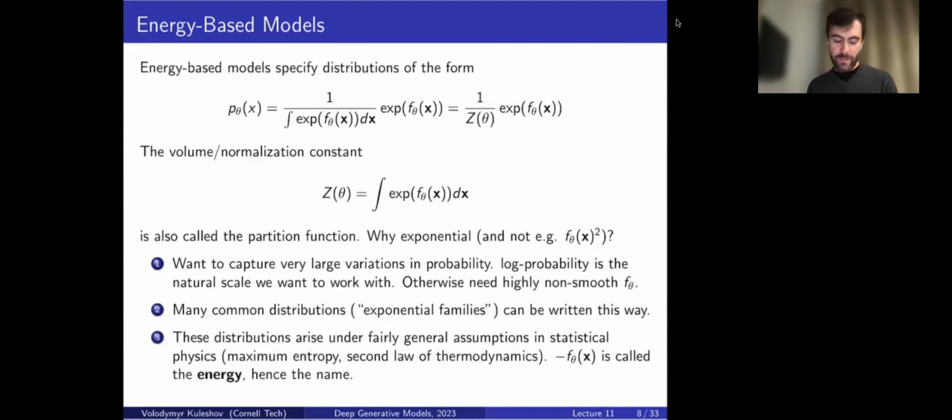One implication of this connection to thermodynamics is that we also often call this function minus f of x the energy of the model. Again, this comes from the connections to thermodynamics. This distribution is called the Boltzmann distribution in physics. It's used to model the state of a system, and f of x can be thought of as the energy of a system. So in machine learning, we also refer to minus f of x as the energy, and this is why we call these models energy-based models. Okay, so here on this slide, I define what an energy-based model is.